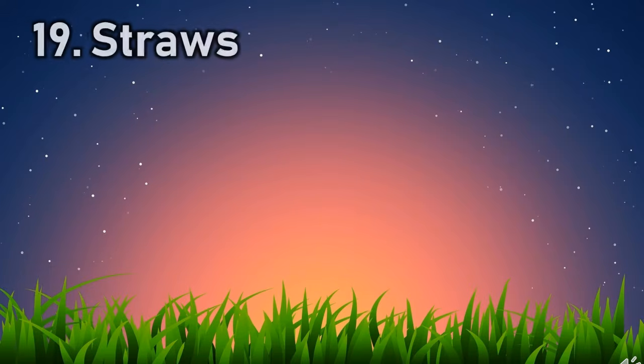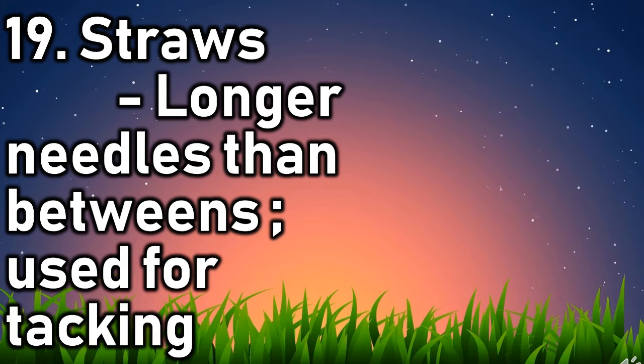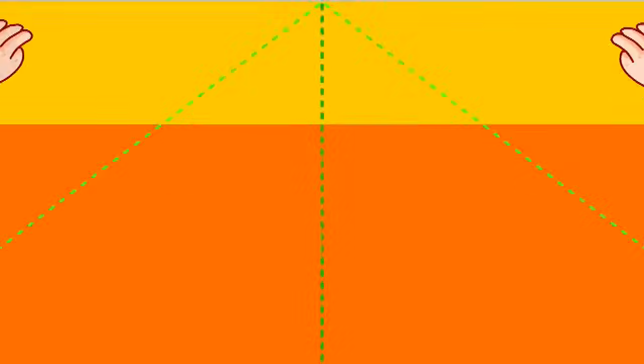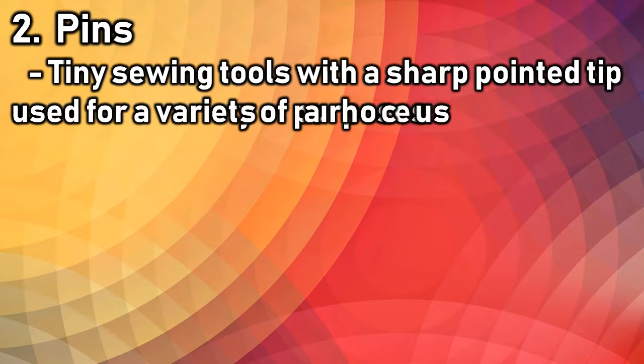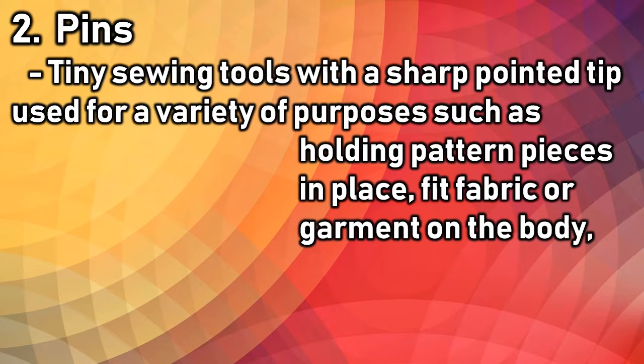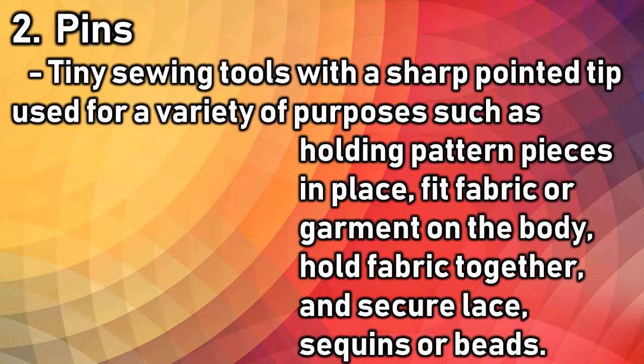19. Straws. Longer needles than betweens, used for tacking. 2. Pins. Tiny sewing tools with a sharp pointed tip used for a variety of purposes such as holding pattern pieces in place, fit fabric or garment on the body, hold fabric together, and secure lace, sequins or beads.